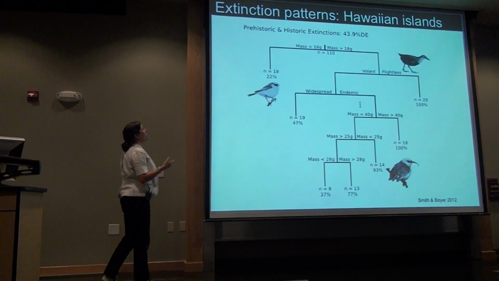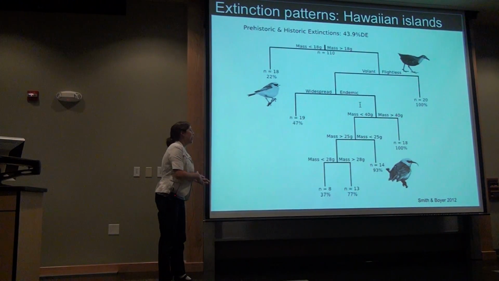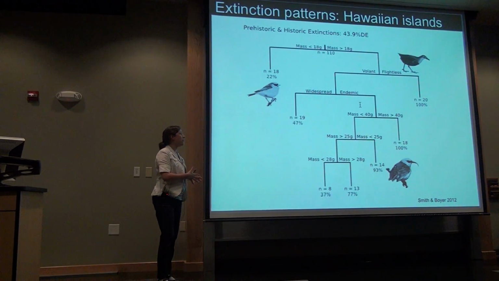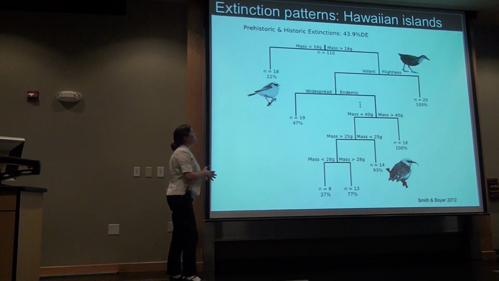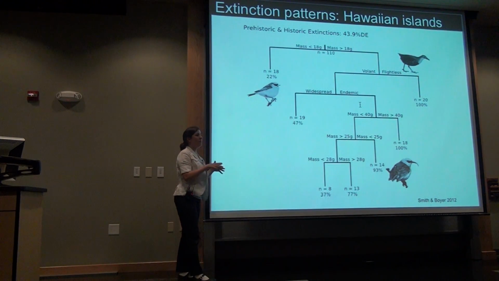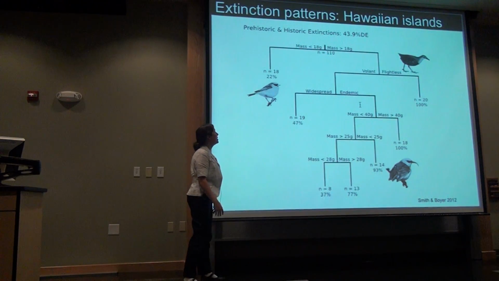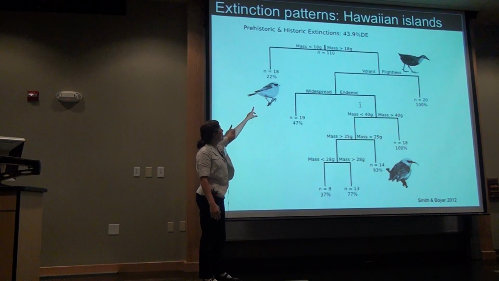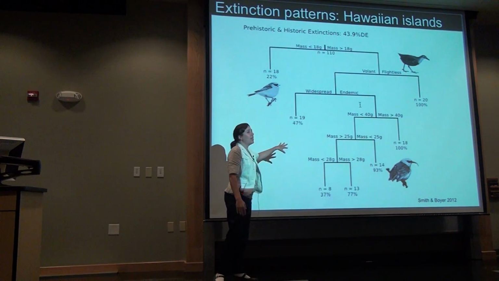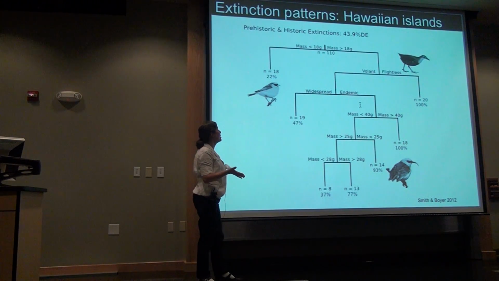So I followed that work up with a modeling project which involves building regression trees. Now I don't have time to go into what they exactly do, but basically it's a classification algorithm which tries to find the best way of classifying each species based on the traits that we input into the system. So you can see that taking both prehistoric and historic extinctions, this model can account for almost half of the deviation in terms of which species went extinct and which ones survived.